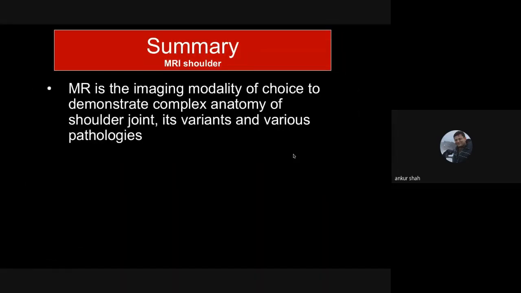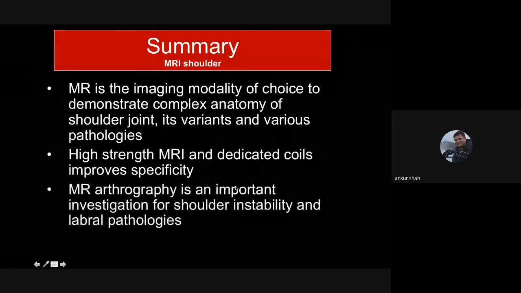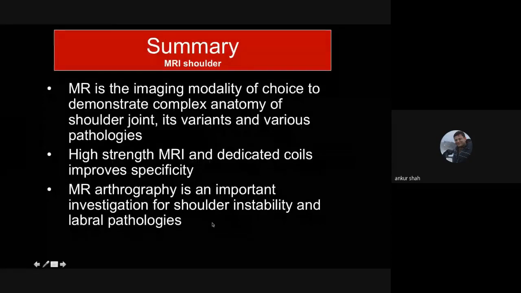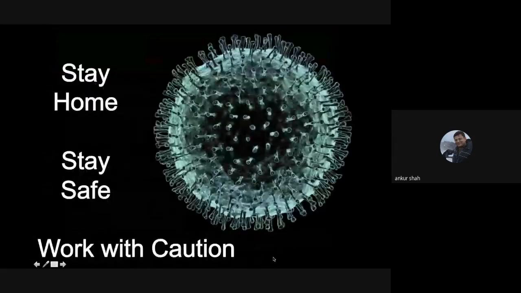So MR imaging is the modality of choice to demonstrate the complex anatomy of the shoulder, its different variants, particularly in cases of labrum variants and various pathologies. High strength MR with dedicated coils improves the specificity in detection of abnormality, and MR arthrography is important, particularly in shoulder instability and certain labral pathologies. Always keep in mind, a structured reporting algorithm should be followed for proper evaluation of the shoulder joint.